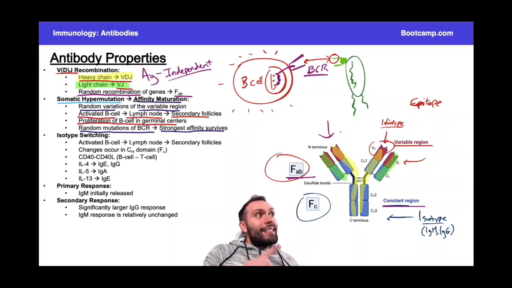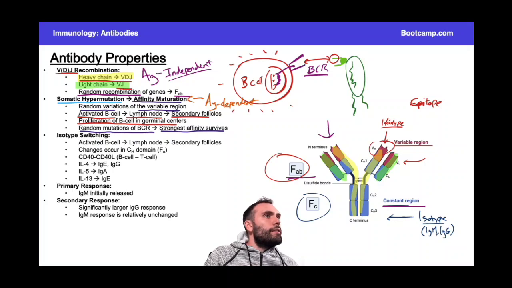Now, that's different from VDJ recombination. With VDJ recombination, we're just mixing up stuff. We don't know what we're doing. We're just shuffling genes everywhere, and we're just trying to make a diverse pool of B cells. With affinity maturation, we're looking for something that is already bound to its antigen. We just want to make that binding stronger. And for that reason, this is going to be antigen dependent. Okay, so this is going to depend on the antigen that binds to it. That's what's going to trigger this whole process. So somatic hypermutation, affinity maturation, let's highlight these. These are going to be antigen dependent. Okay, isotype switching is as well, which I'll talk about in a minute. And then VDJ recombination, that's antigen independent.